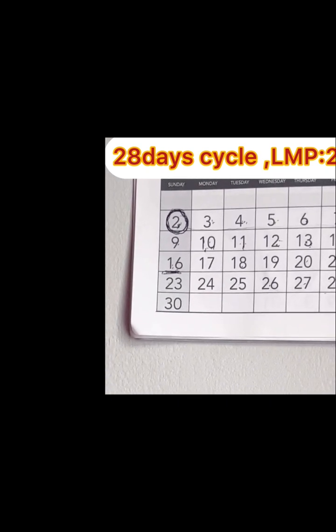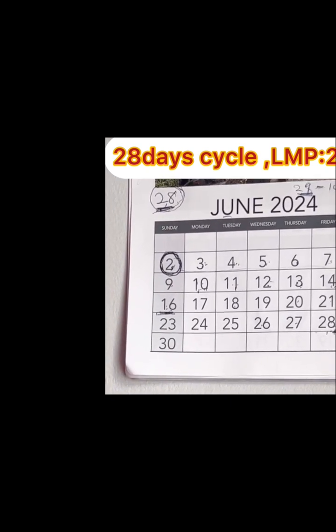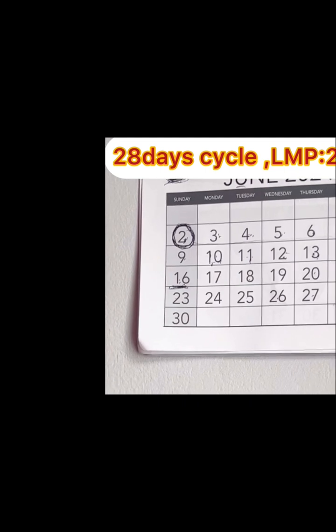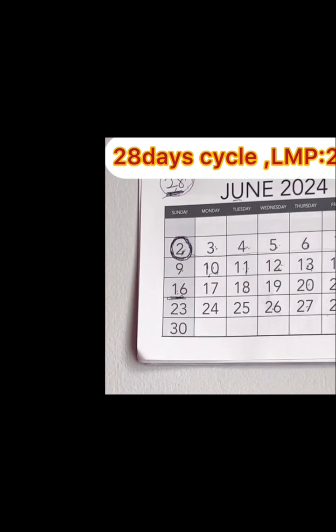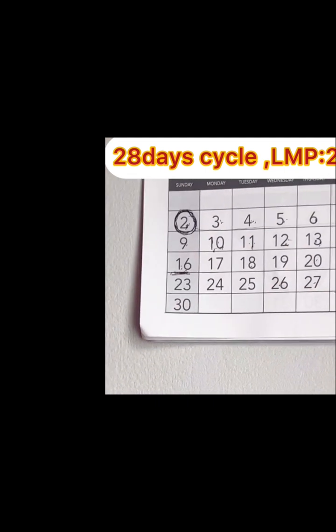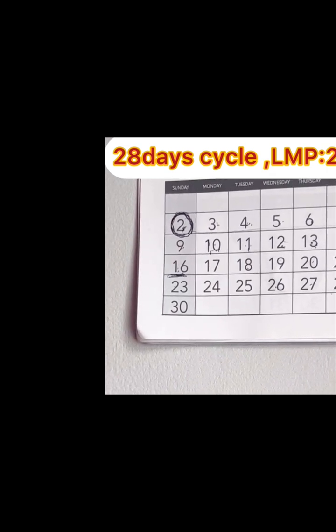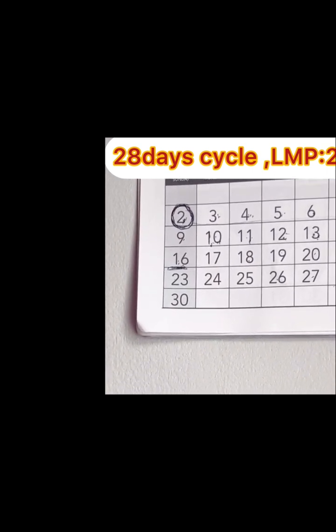Remember, your fertile window is 5 days before your ovulation date, the day of your ovulation, making it 6 days, and a day after, making it 7 days. Do you understand? Ask your question in the comment section.